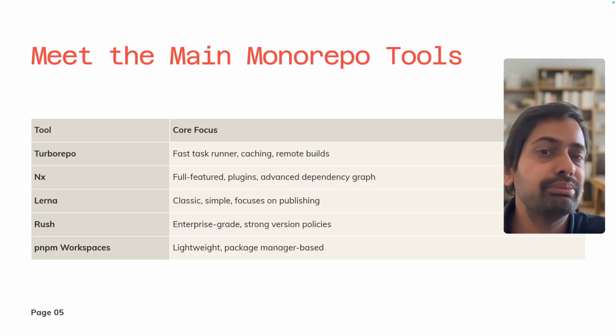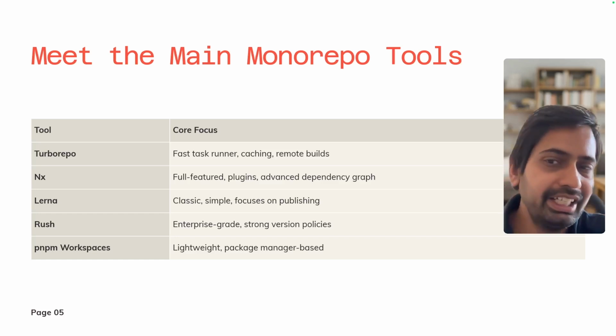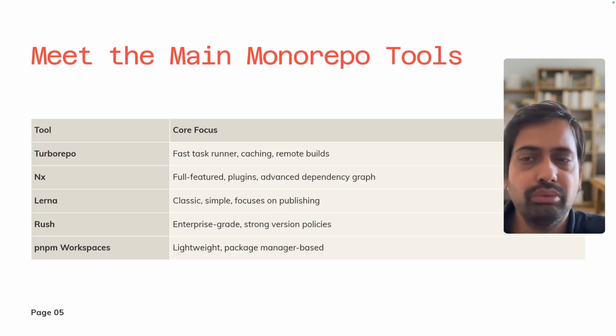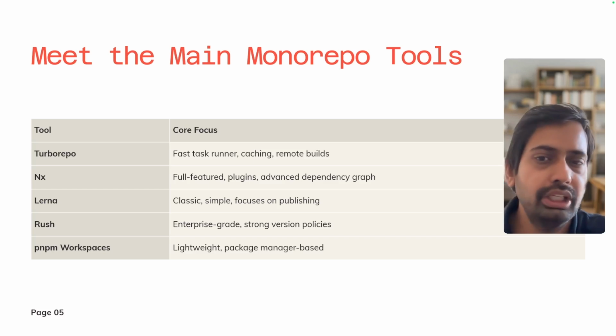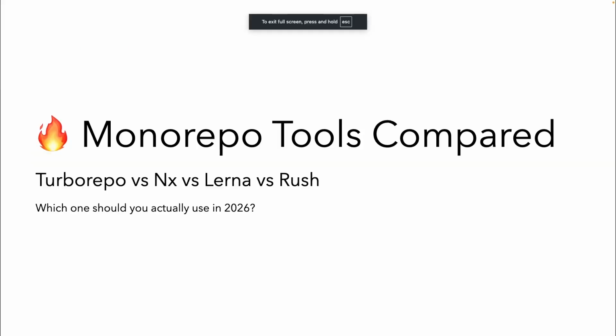Everything is based on the project requirement. You might like NX, you might use just Turborepo for lightweight projects, you might use Lerna just for package publishing.